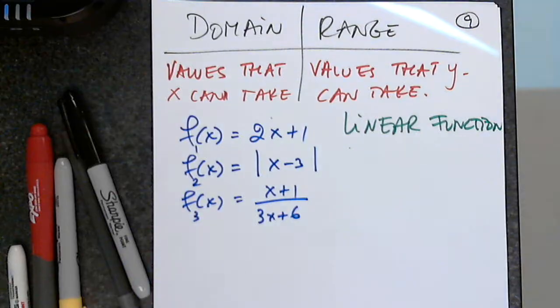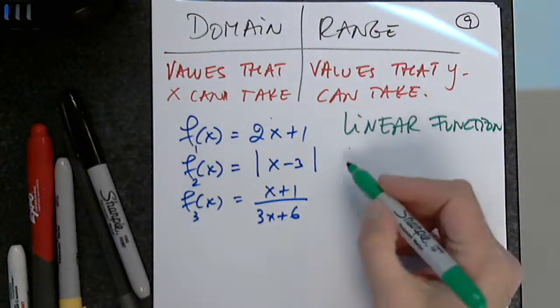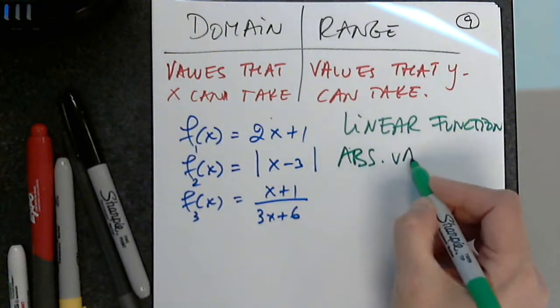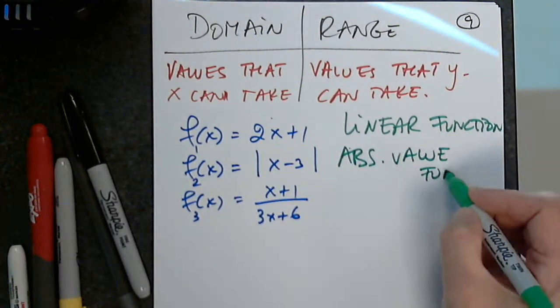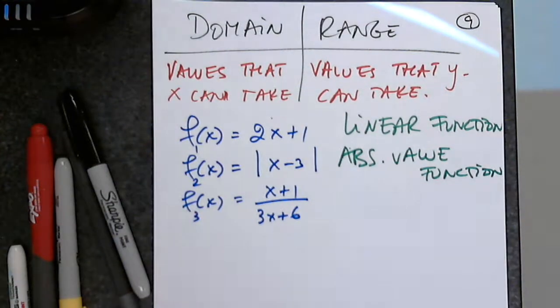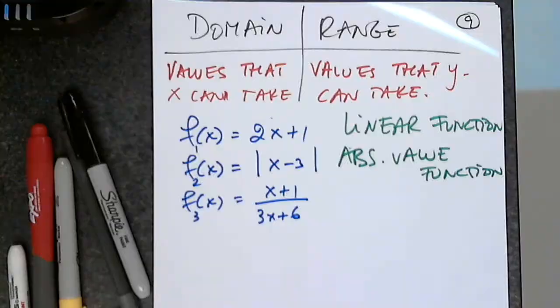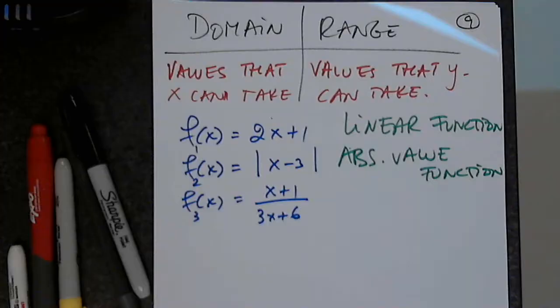Good. What do you think the second one is called? We have not seen it before, but what do you think it's called? Absolute function. The absolute value function, of course. Makes sense. Of course. What do you think the third one is?